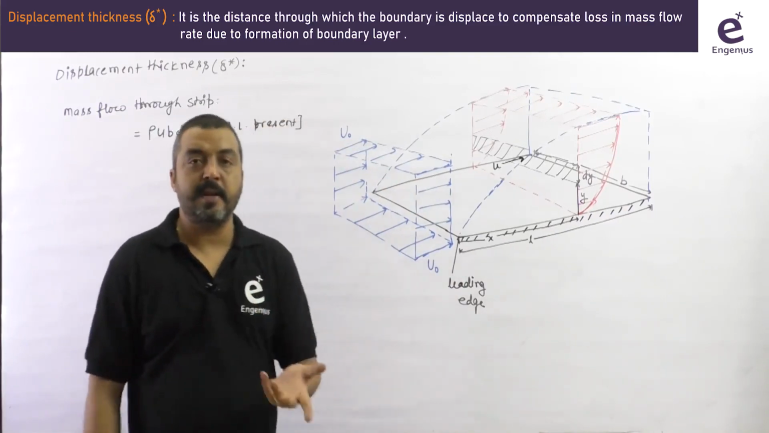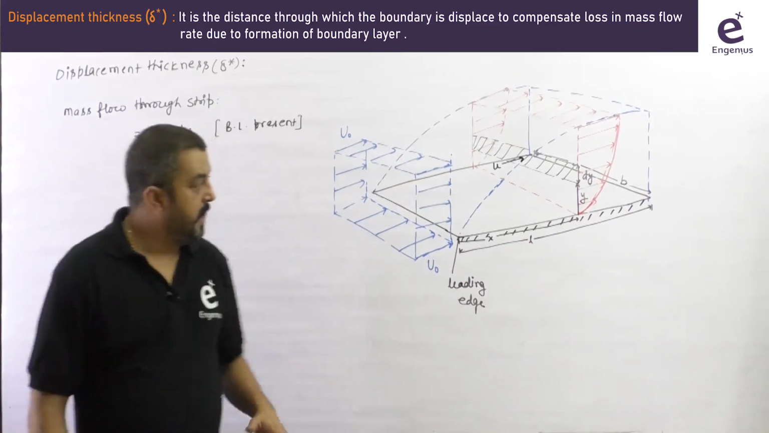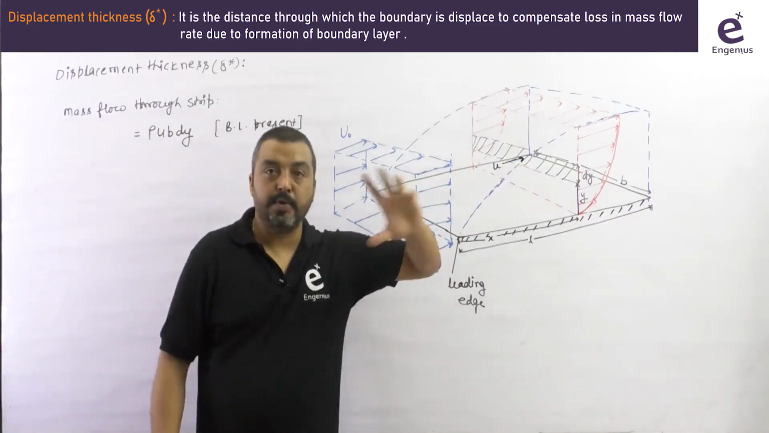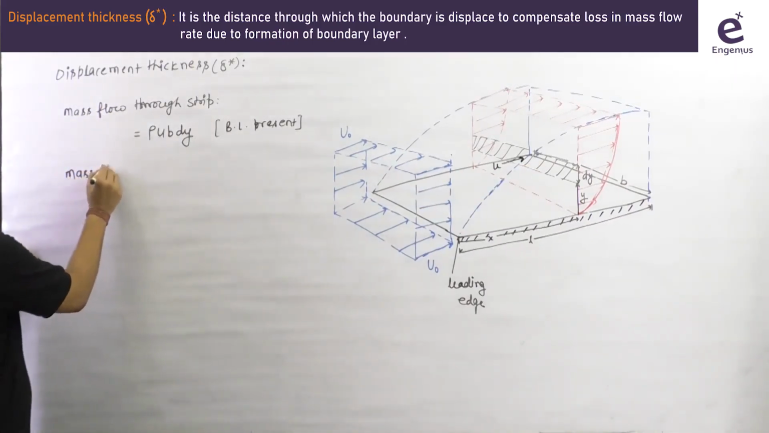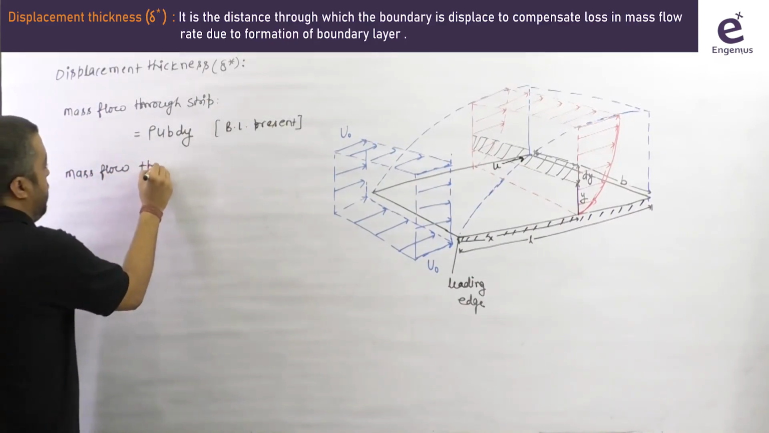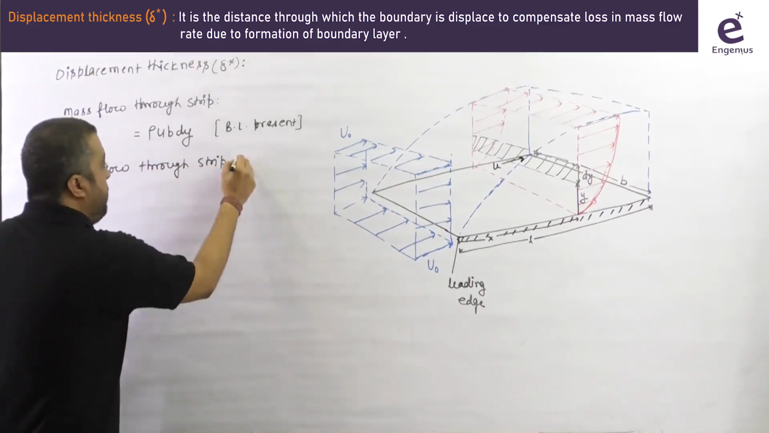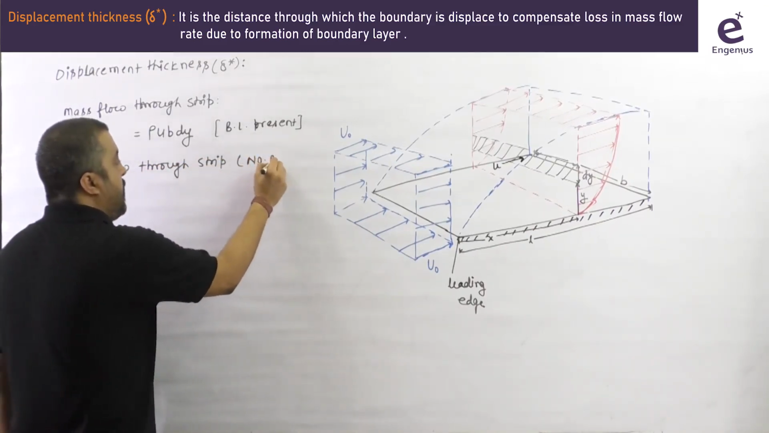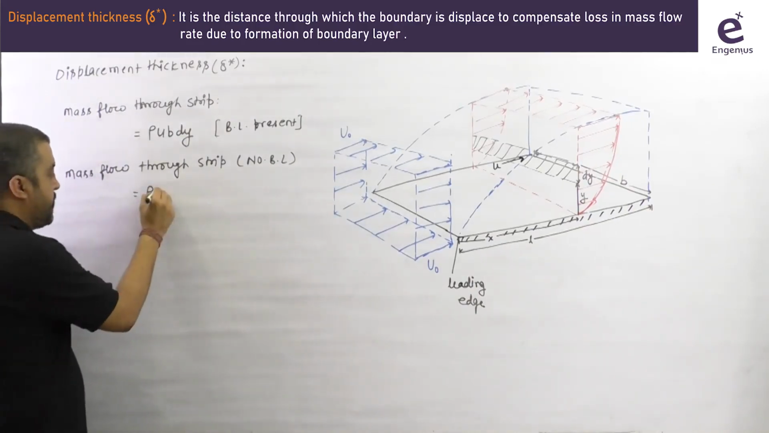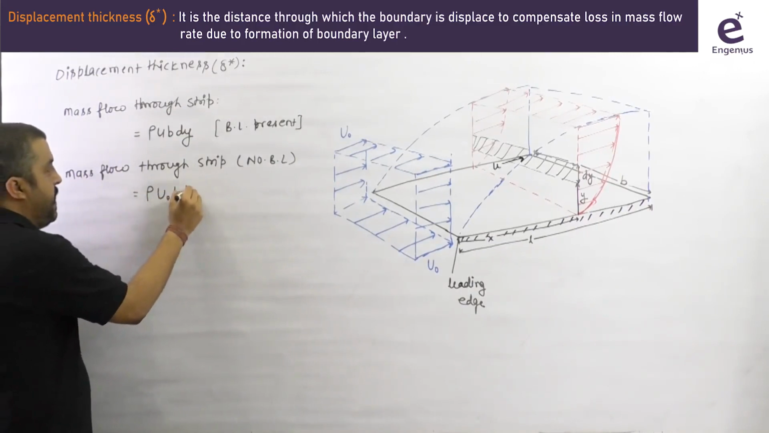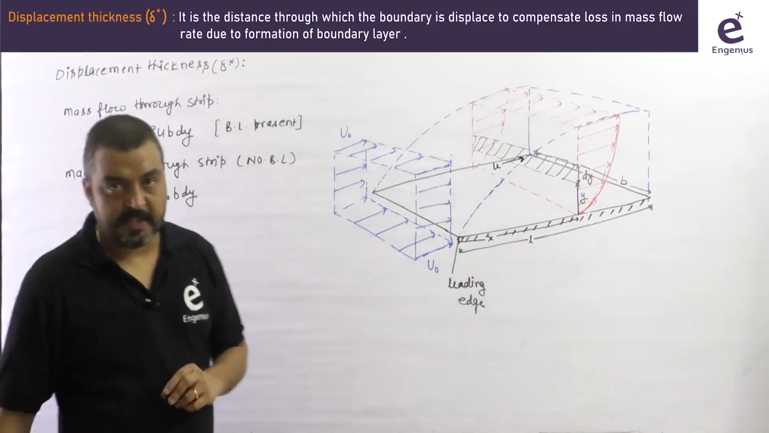Obviously in that case there is no boundary layer, no plate, so there is no velocity gradient. The velocity will be the free stream velocity. So the velocity going through the strip will be u naught. So I'm saying the mass flow through the strip when there is no boundary layer: the density is rho, which is not going to change, but the velocity will be u naught through the area b dy. So this will be the mass flow rate through the strip when the plate is absent or there is no boundary layer.